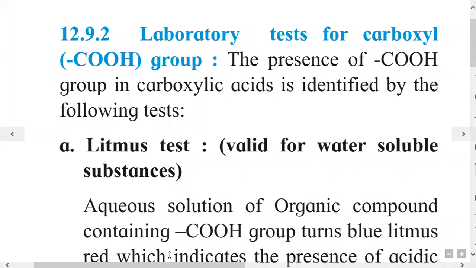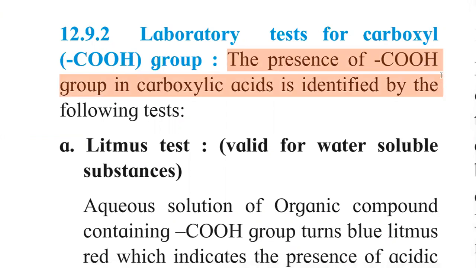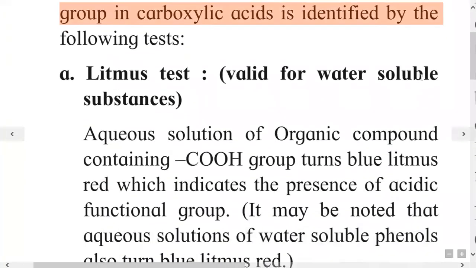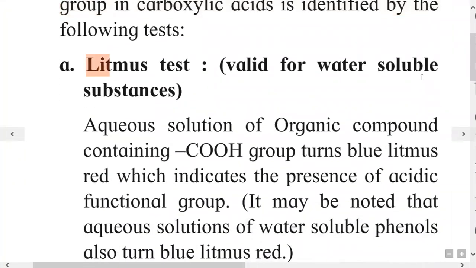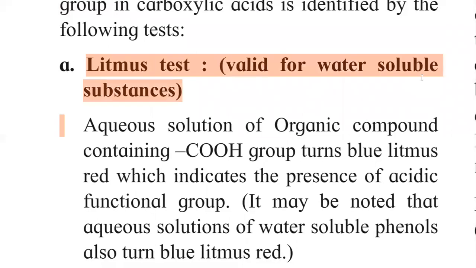Good morning, students. Today we will study laboratory tests for the carboxyl group, that is the COOH group. The presence of the carboxyl group in a carboxylic acid is identified by the following tests. The first type of test is the litmus test. It is valid for water soluble substances.